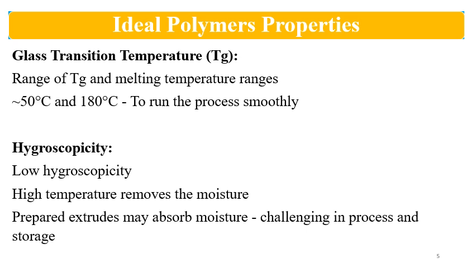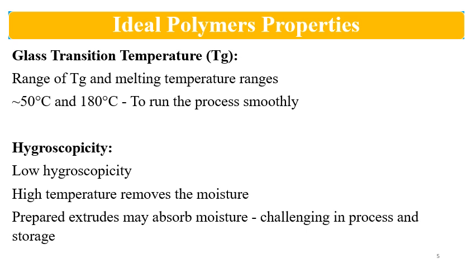Then hygroscopicity. The ideal property is a low hygroscopic nature. High temperature removes the moisture from the polymer, and if the polymer becomes more aggressive towards gaining moisture, then it is very difficult to handle the product in the manufacturing facility.